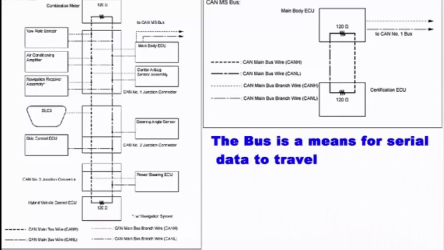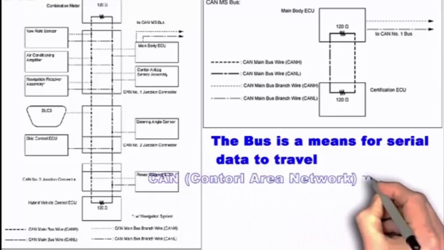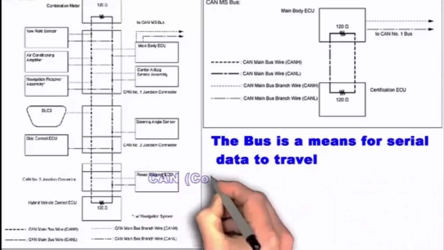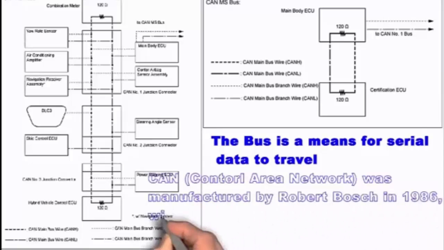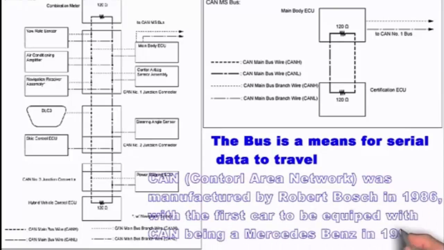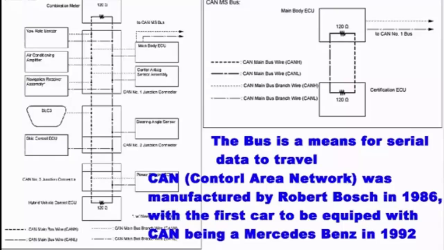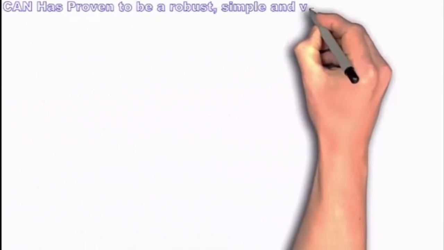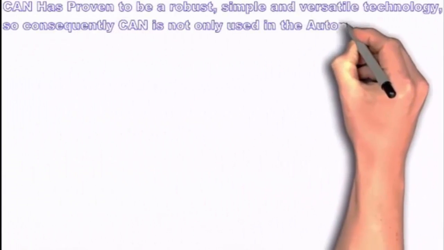The bus circuit is a means for serial data to travel. When talking about serial data in a modern car, most of us think of CAN, Control Area Network. CAN was originally designed for the automotive industry and was manufactured by Robert Bosch in 1986, with the first car being equipped with CAN being a Mercedes-Benz in 1992. CAN has proven to be a robust, simple and versatile technology.